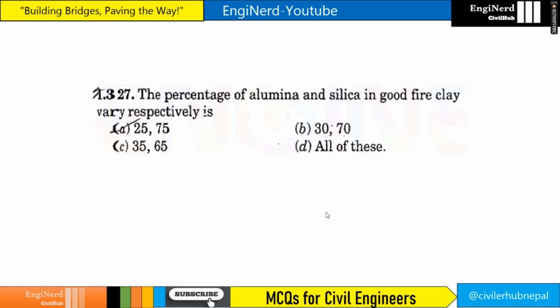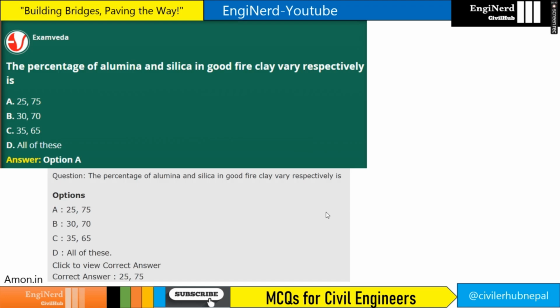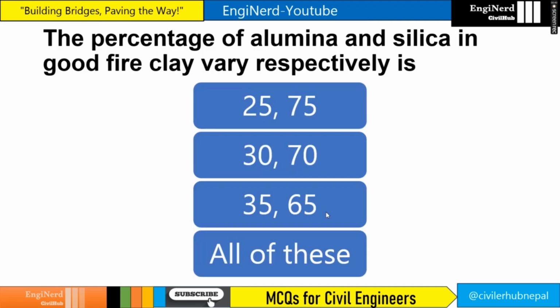But if you see in the Agor book, you will find the answer as A, 25-75, and if you see in the sites, it is also written as 25 and 75, option number A. So you need to decide what you are going to tick. But since the question makers are dependent on the books, so I think you better tick this 25-75.